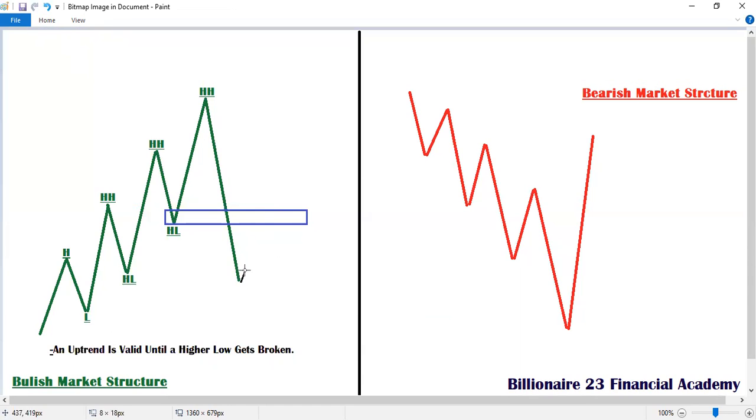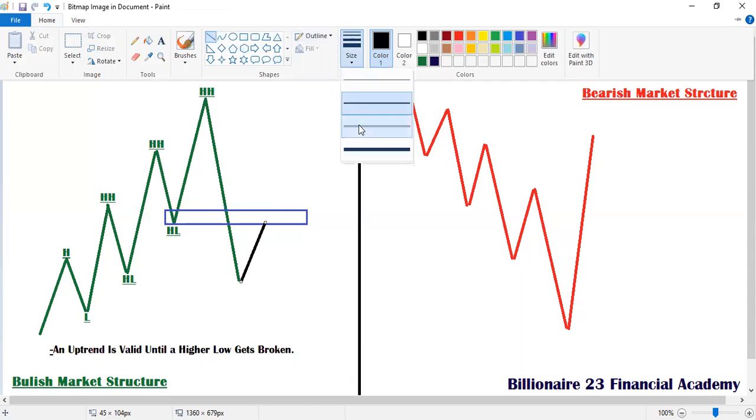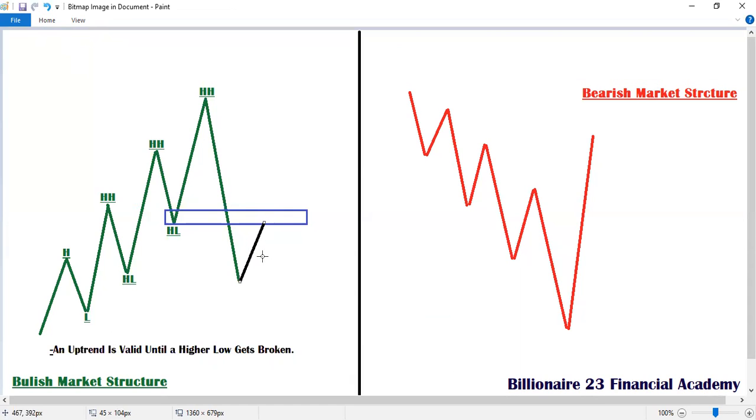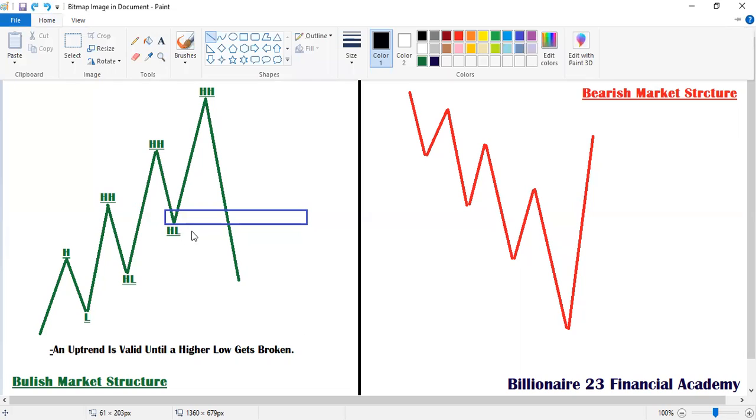In most cases, you then have price do something like that, hold up, you have price do something like that, and then further drop down, signaling the end of the uptrend. It's just an example. Once the higher low gets broken like this, it signals that the uptrend is potentially finished. That's a bullish uptrend or bullish market structure. This is basic. Now we're going to switch to a bearish trend or bearish market structure.